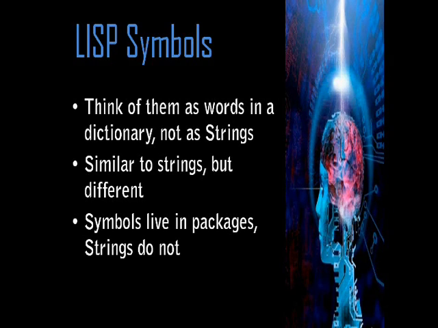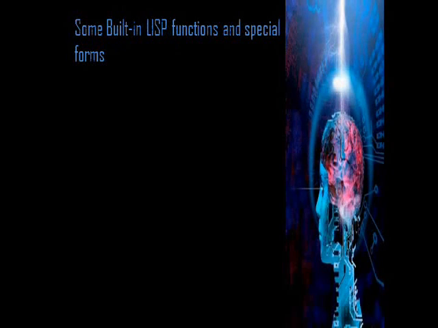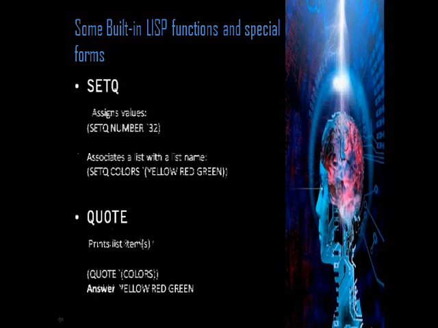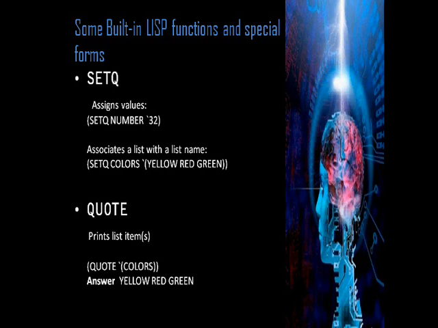Symbols, think of them as words in a dictionary, not as strings. They are similar to strings, but different. Symbols live in packages, however, strings do not. Now we take a closer look at equality in Lisp. Internally, Lisp refers to objects via pointers. The fundamental equality operation is EQ.